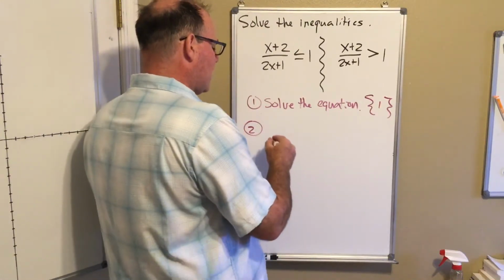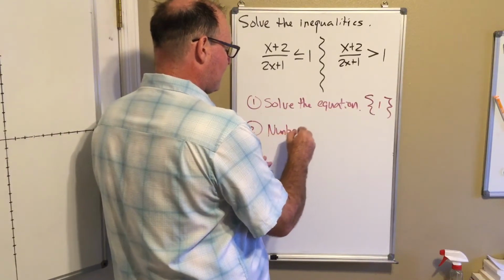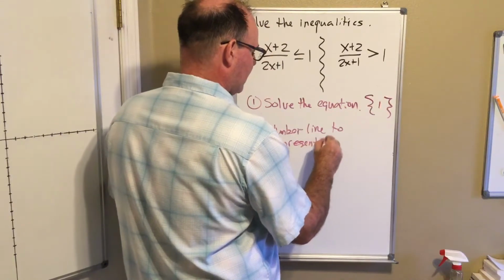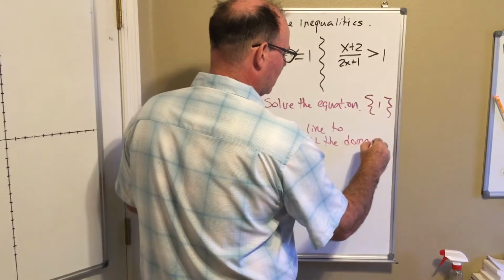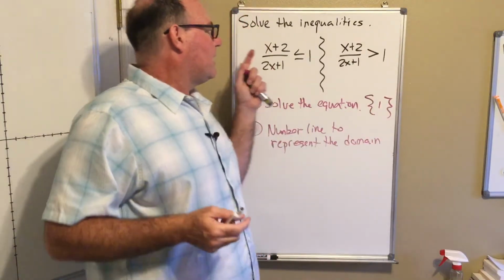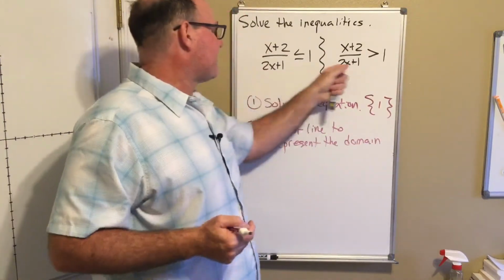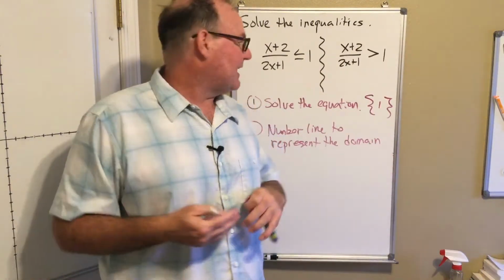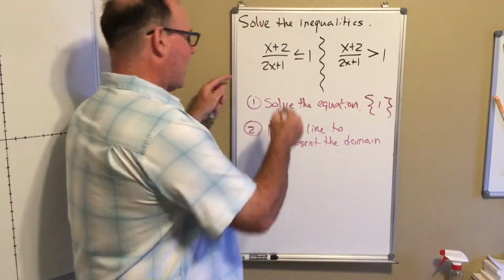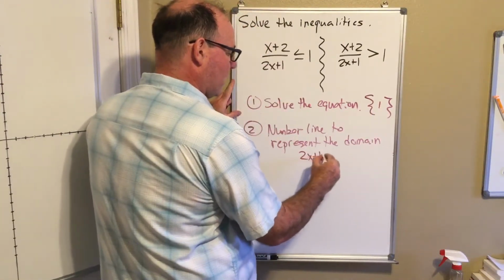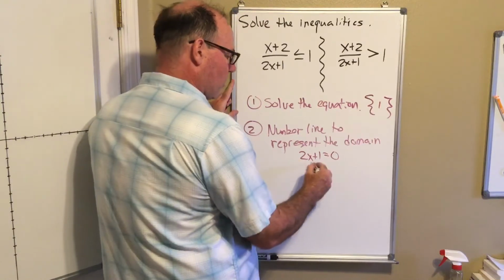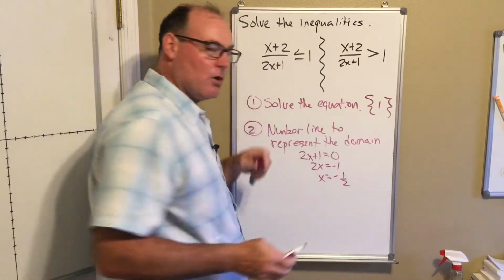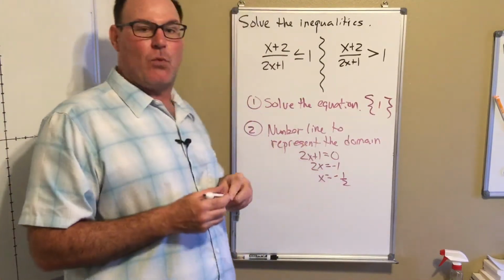The second thing, and we've done this before. Now what you're going to do is you're going to use a number line to represent the domain. Well, I need to then figure out what is the vertical asymptote here. Remember, the only thing that limits the domain of a rational function is when the denominator is 0. So I'm going to take my denominator, 2x plus 1. When is that equal to 0? I subtract 1. I divide by 2. And I have a vertical asymptote, if we're thinking about the graph, at negative 1/2.